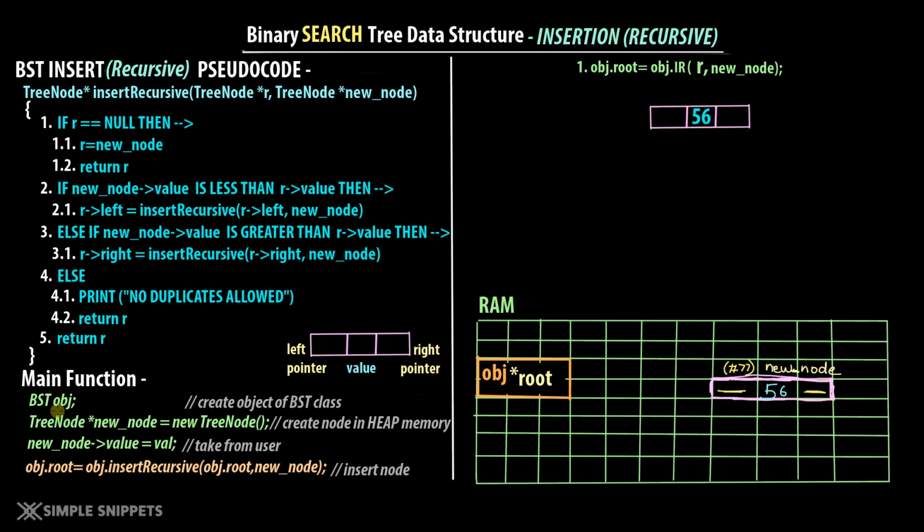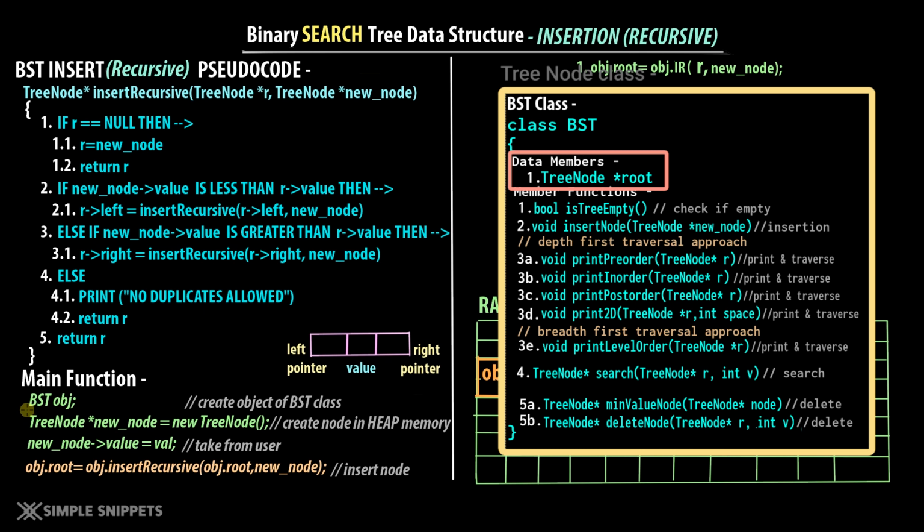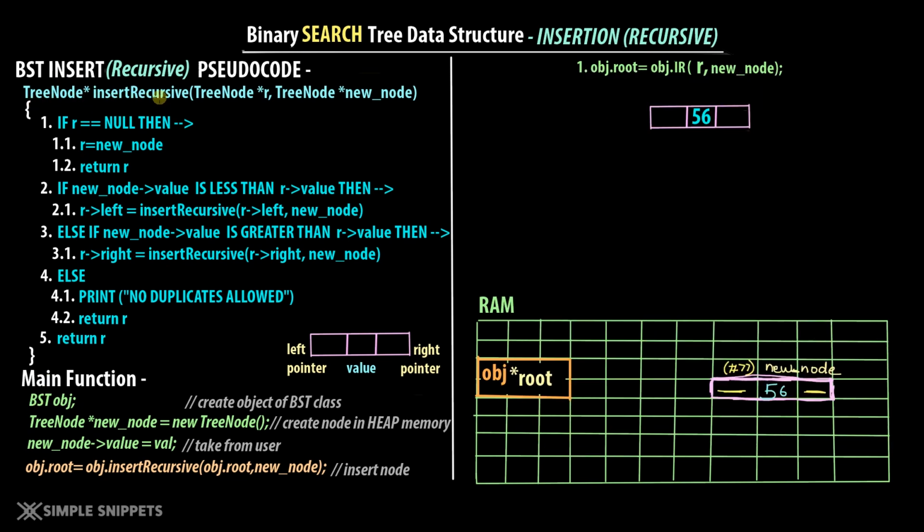Okay, so in the main function, that is when we write the code, in the main function what we will do is create an object of the binary search tree class. So BST is nothing but another class that we have defined, inside which we have one single data member which is a root pointer of type tree node. And then this binary search tree class will have all these functions. Okay, so this tree node insert recursive is another function that is going to be a member function of this BST class. So whenever we call insert recursive, we will use this object and we will say obj.insert recursive. Alright, so that's why we have to first create this object.